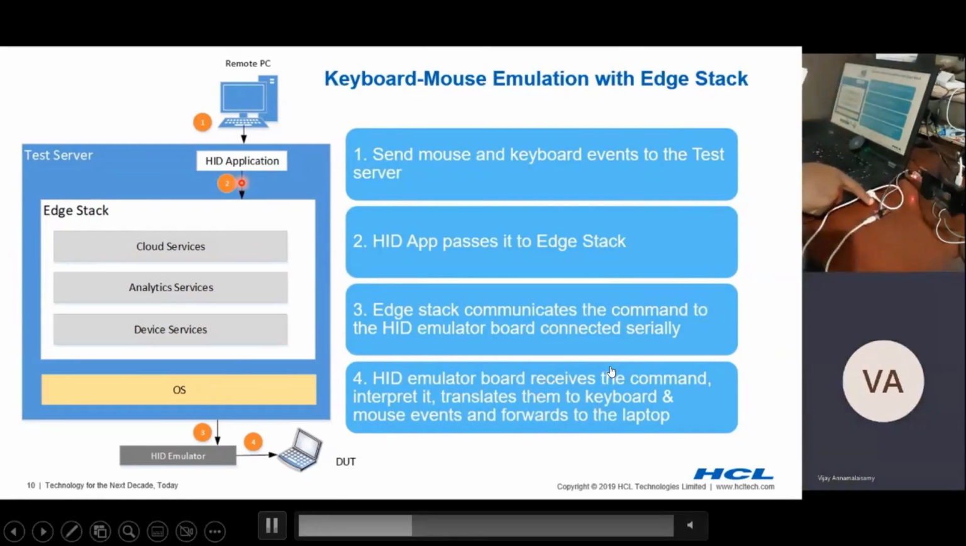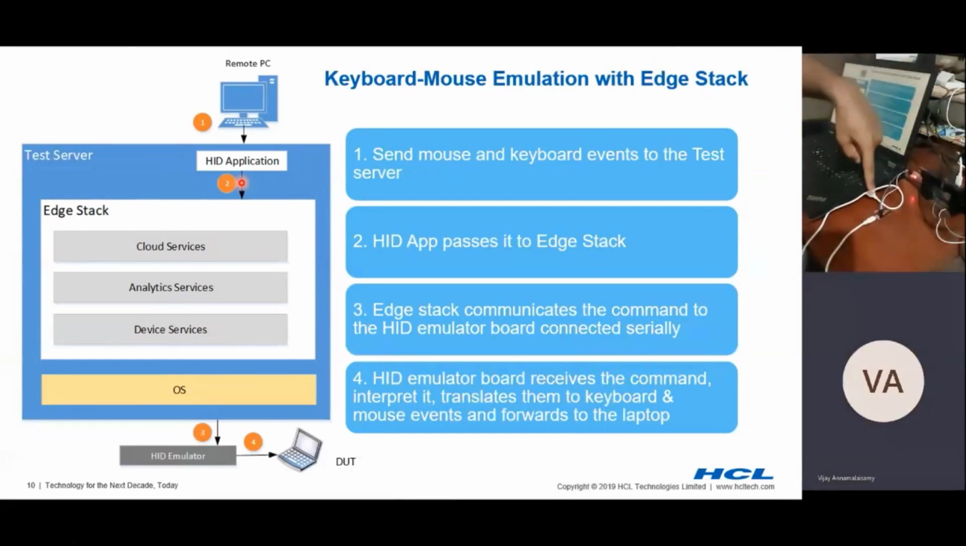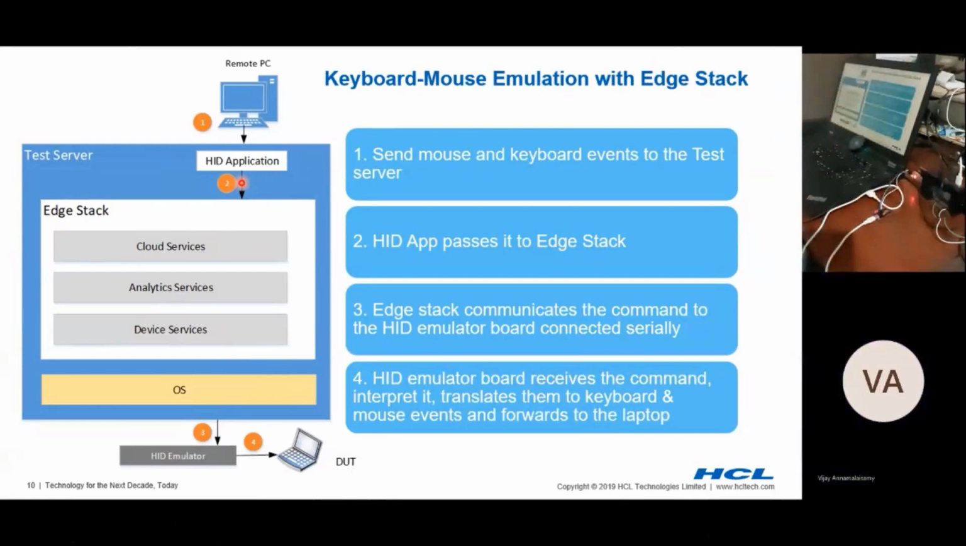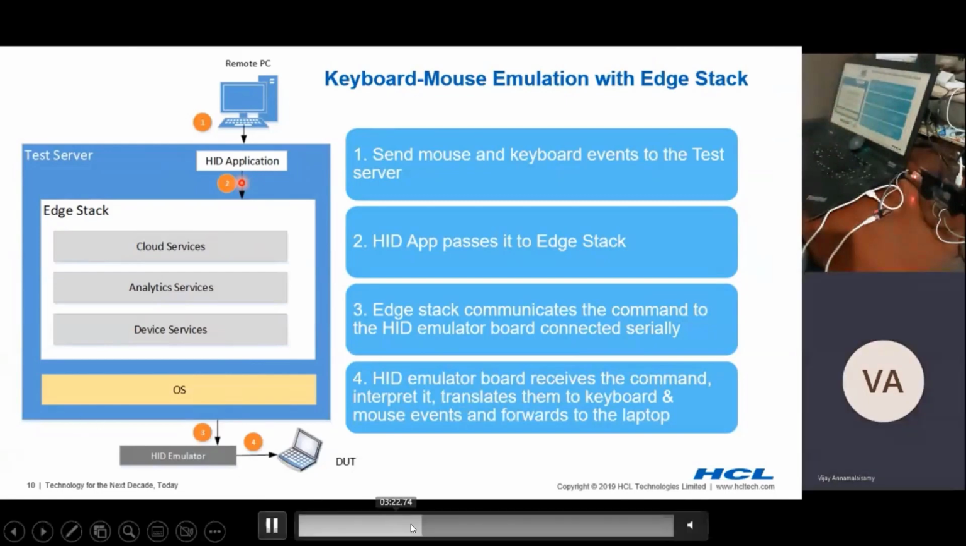That's what I was explaining in that video. This HID emulator is connected to the DUT and the Raspberry Pi serially. From the EdgeX side, we used the UART device service for this. Let me skip ahead.